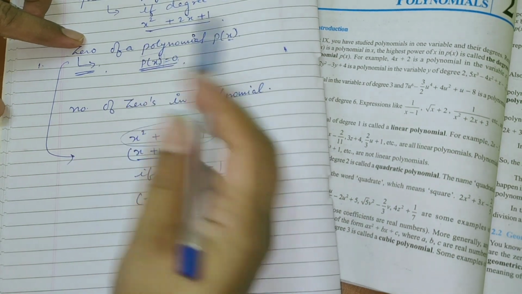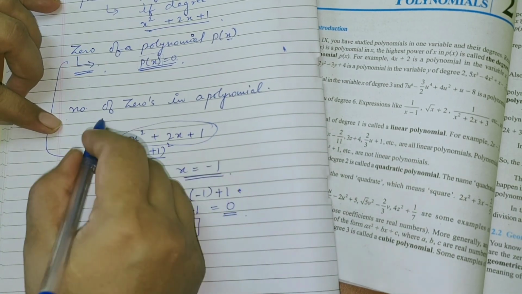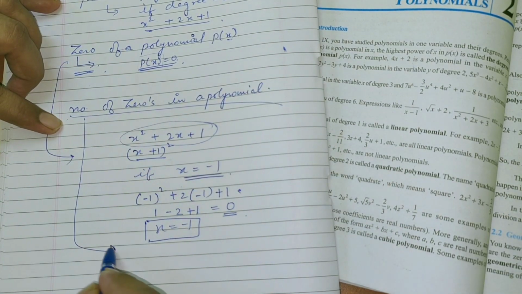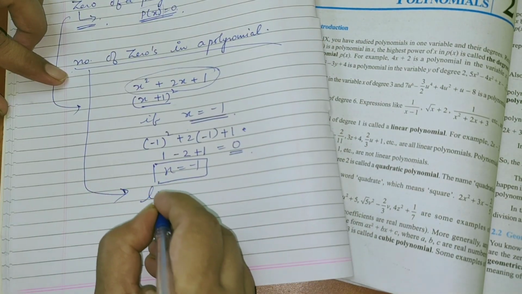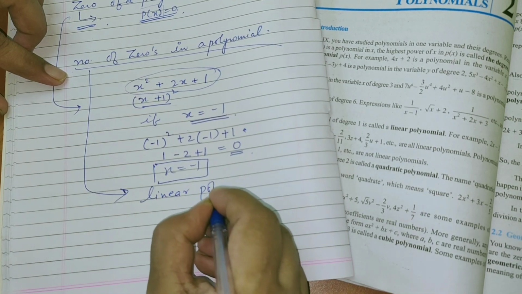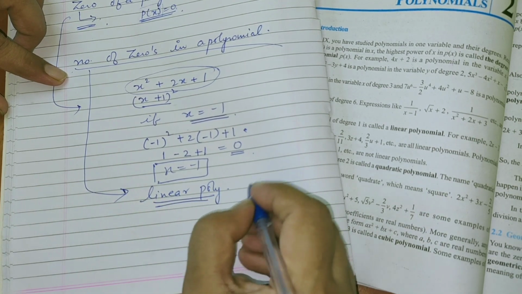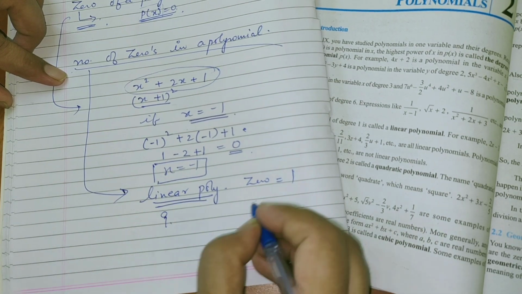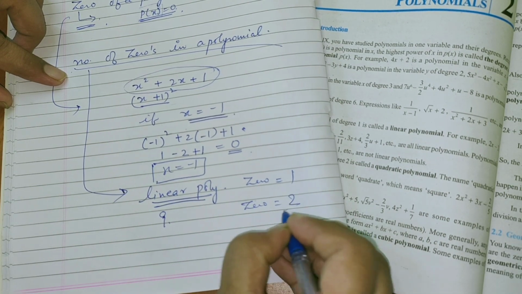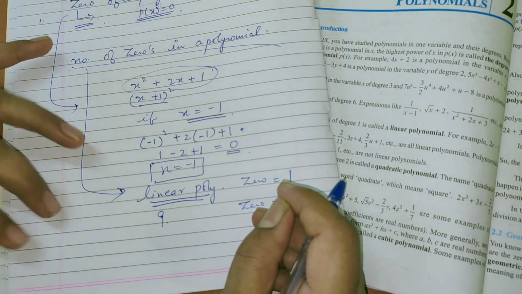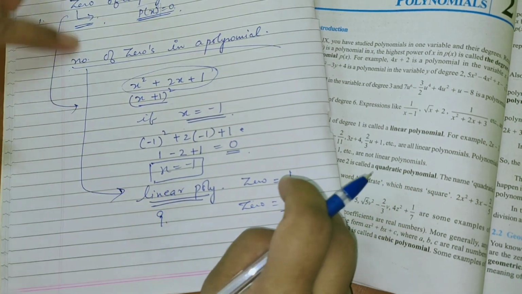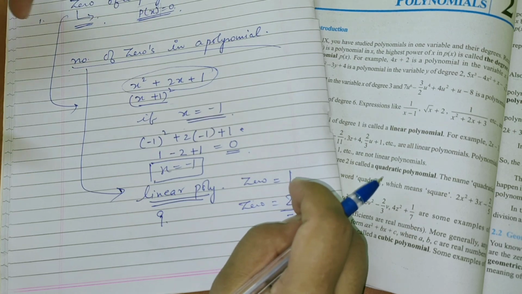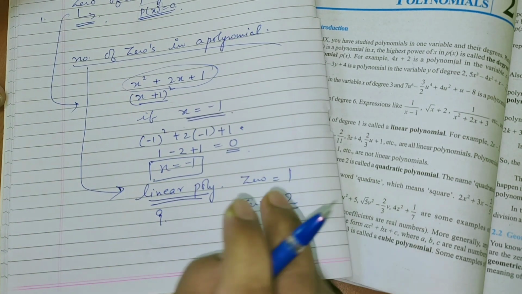Okay. So the number of zeros in a polynomial, if it's a linear polynomial, will be 1. If it's a quadratic, the number of zeros will be 2. In a cubic polynomial, the number of zeros will be 3. So the number of zeros in a polynomial is similar to the degree of the polynomial.